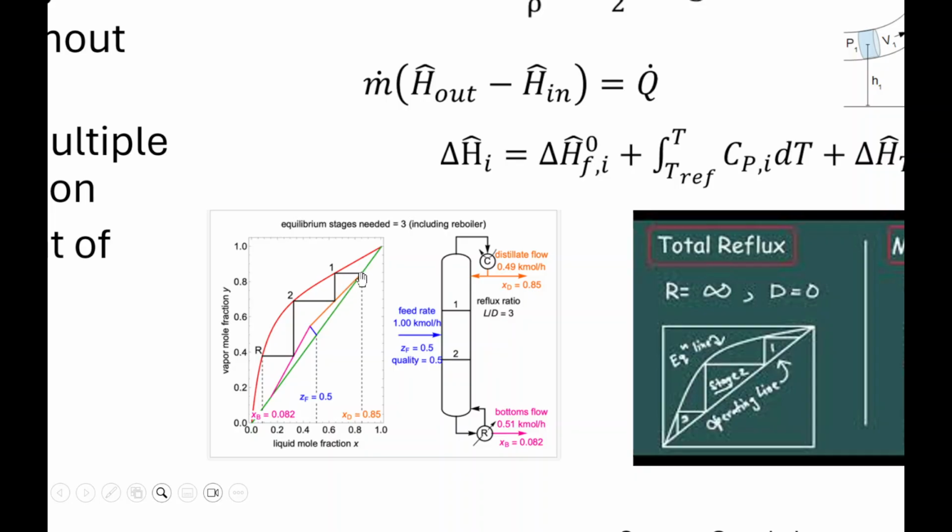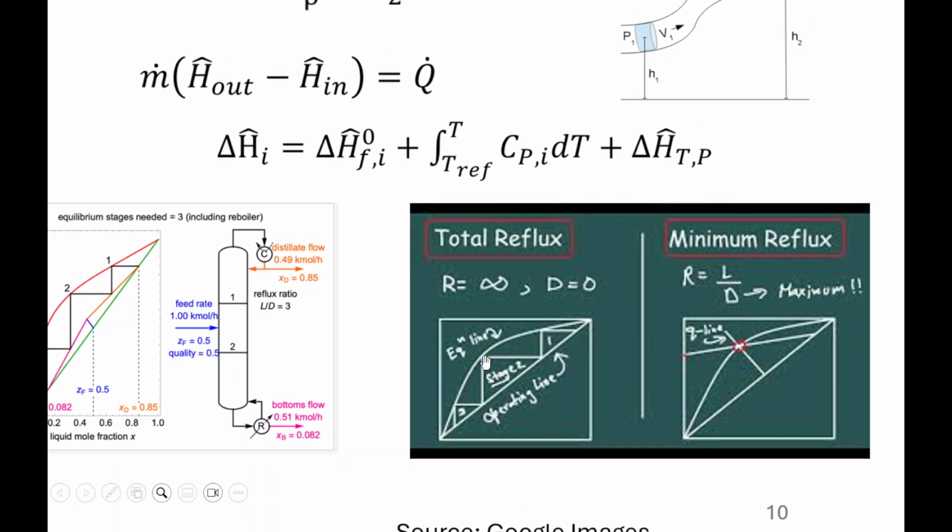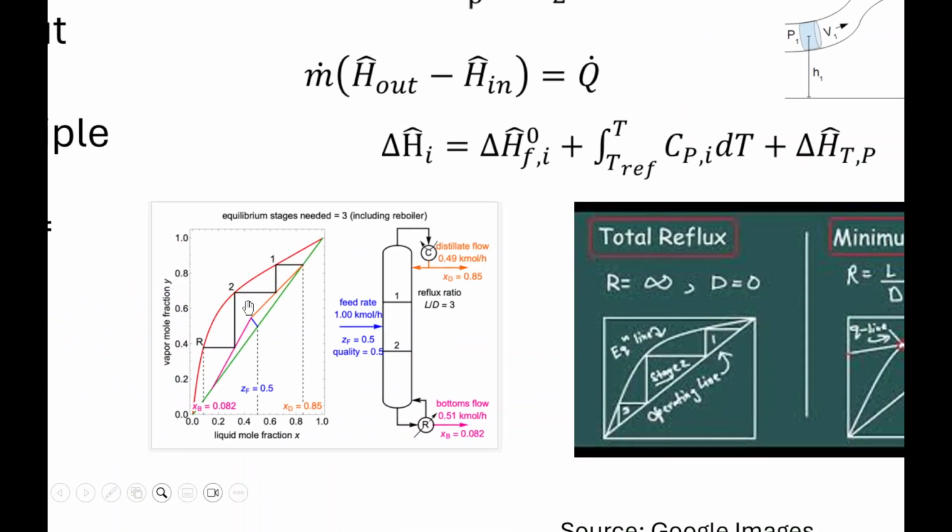You start from this point, go till the equilibrium curve, and then go down. Then again, repeat the same process. The number of these triangles tells you how many stages are required to achieve this kind of separation. In terms of total reflux, total reflux means your D is equal to 0. So D is 0, which means this red line here coincides with your XY line. Because of that, there will be the minimum number of stages.